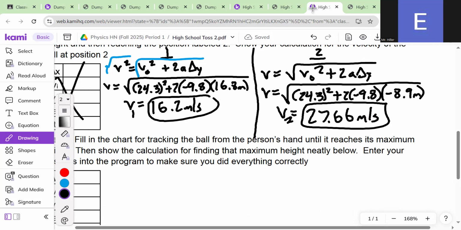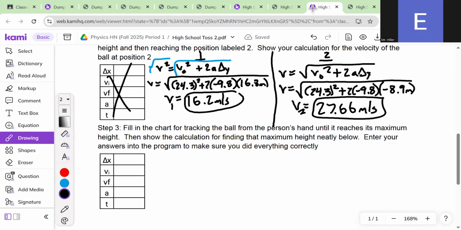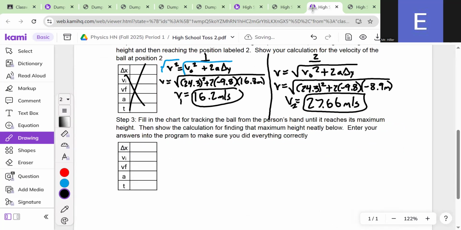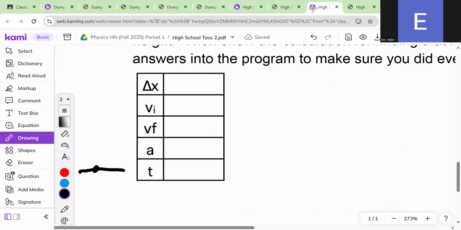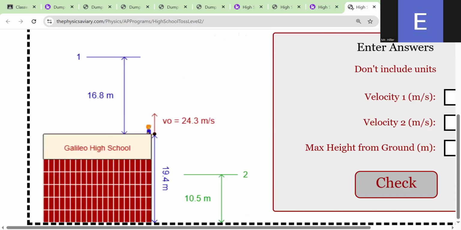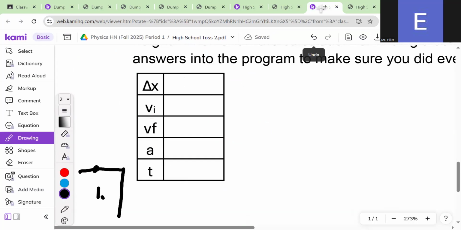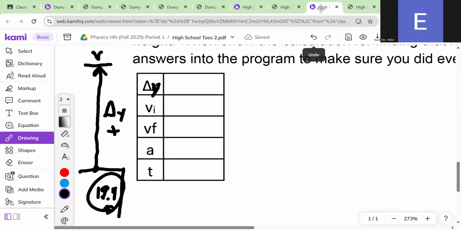All right, so those are the values that I got at those different locations. Now, to find the max height, remember, we have to treat this as a completely separate problem where here's the height of your building. In my case, the building is 19.4 meters high. The ball goes upwards, reaches a maximum height. So I have to take this displacement, delta y, and add it to 19.4. But remember, at the top, v final equals 0.